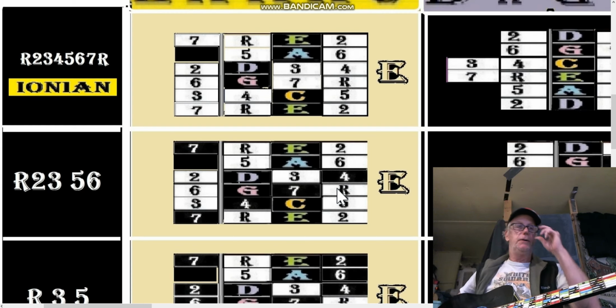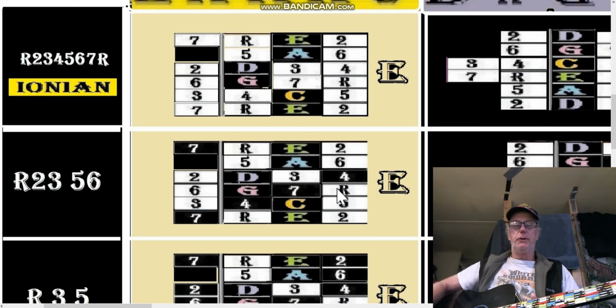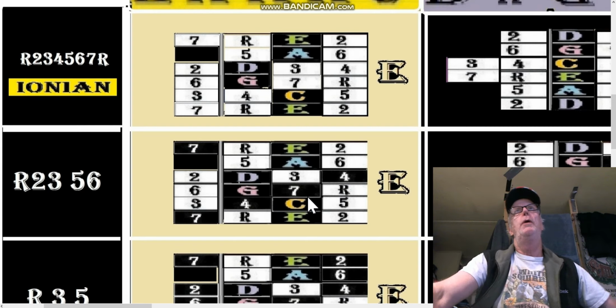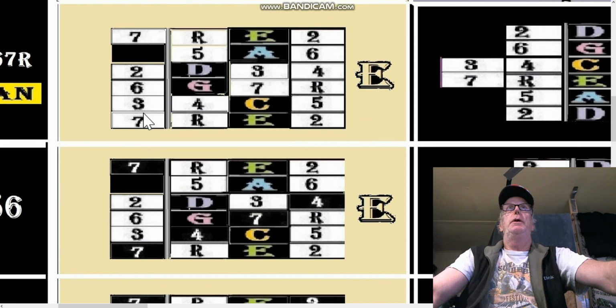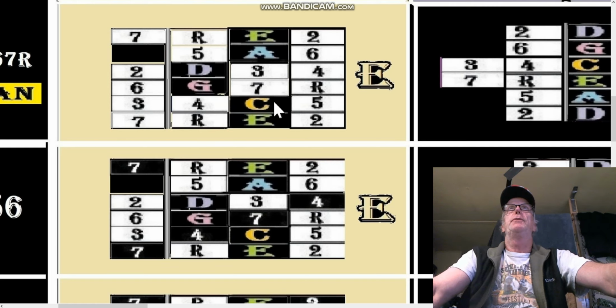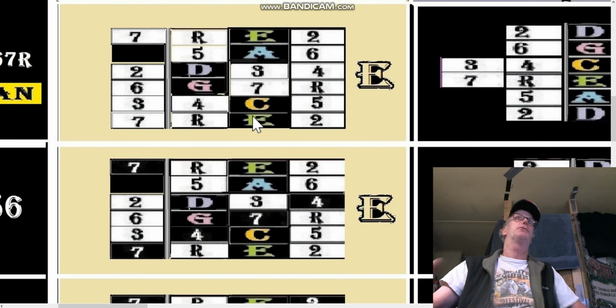Now, I know everybody wants to do playing, and so do I, but we have to learn. Then we can play. So what we're going to learn today, and what you probably need to learn, is that the E string shape is 7 root 2, the C string shape 3 4 5, the G string shape 6 7 root, etc. But we don't want to have to count and say E every time. We just want to count.